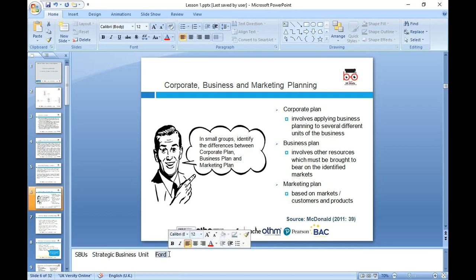So we can set separate strategies for each business unit as a marketing, but it should be in line with the corporate objective as an organization, corporate strategies as an organization which we want to be planned. And the business plan involves the other resources that must be brought to bear on the identified market.